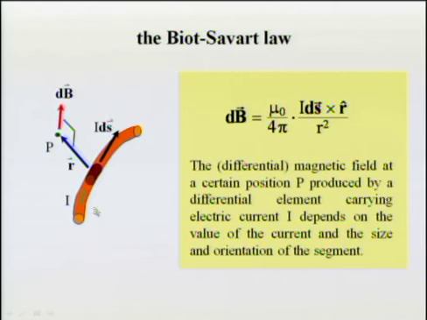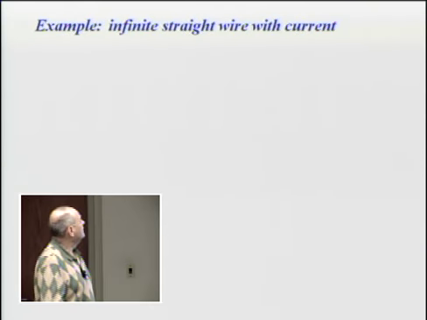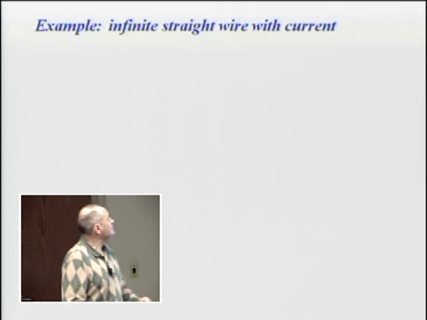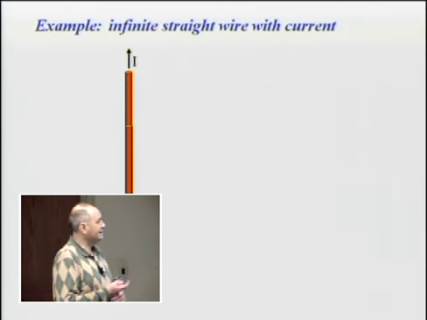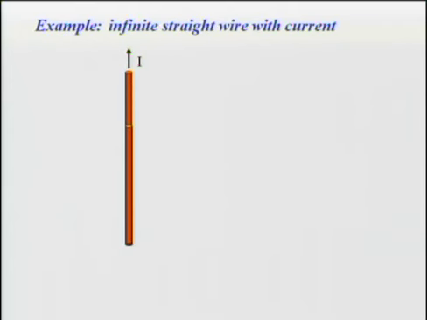So if I want now to find out the magnetic field produced by the entire wire, I would have to add them. And how about if we do it? Let's try to find the magnetic field produced by an infinite straight wire. So I'll take a wire like this, and I will use the Biot-Savart law to find the magnetic field at this location.